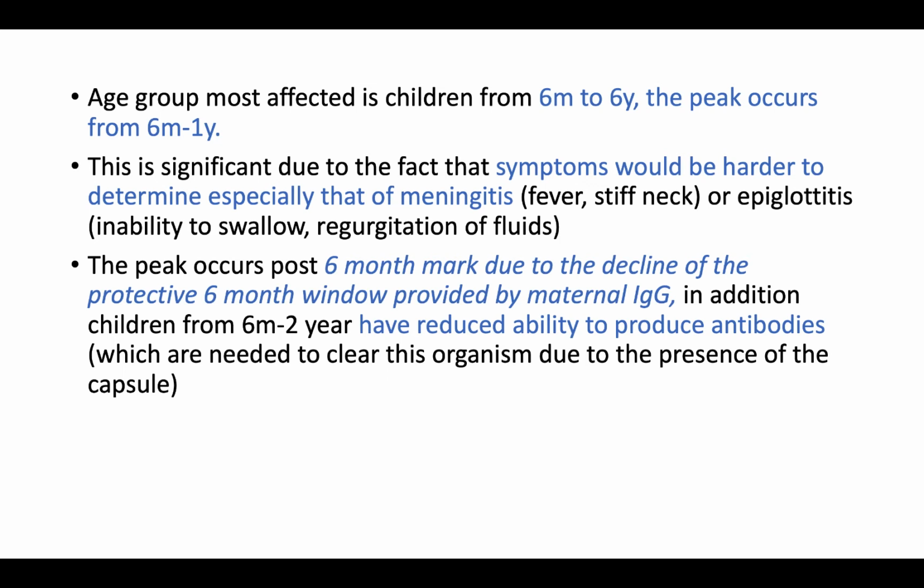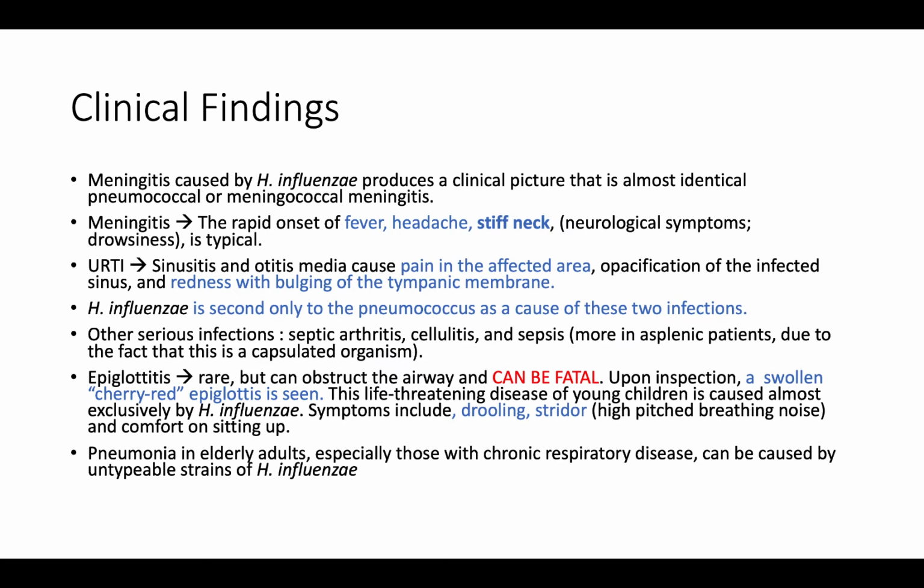So why after 6 months? This is when you lose the cover of your mom's IgG, and you still haven't been fully immunized to produce your own coverage. So, clinical findings: meningitis. We said it causes signs of meningism: fever, headache, stiff neck, neurological symptoms, photophobia, and drowsiness is very typical.